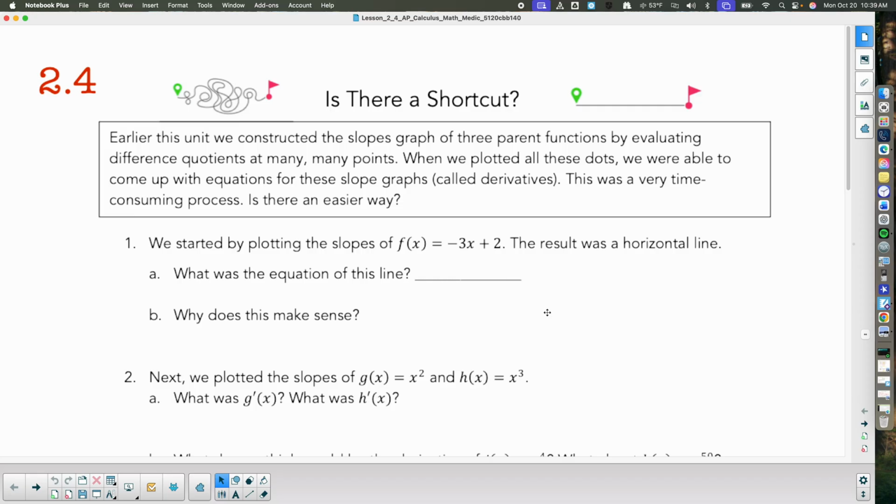Now that was essentially the only equation that has the same slope everywhere. Every other equation we work with is a curve, which means the slopes are different everywhere.